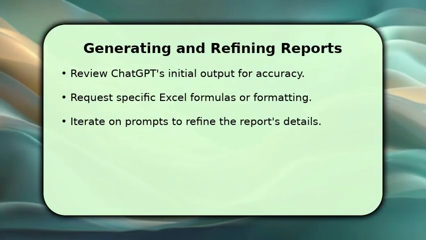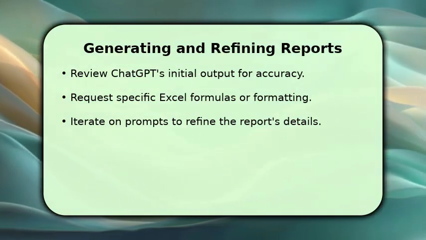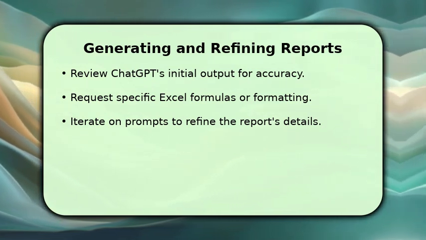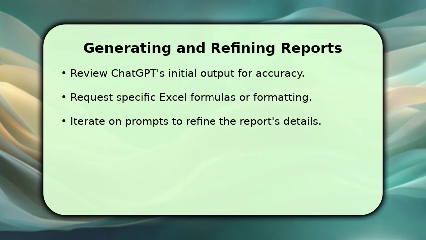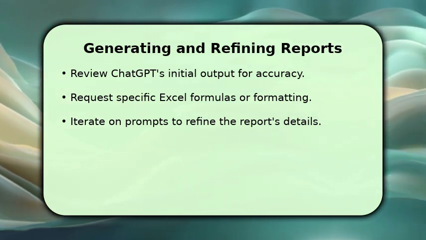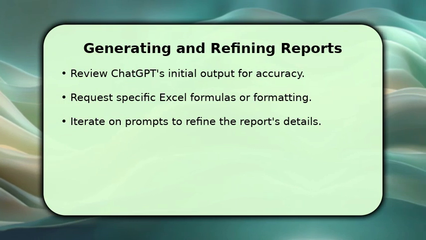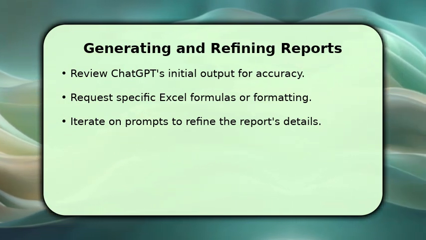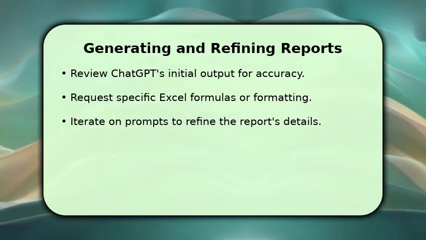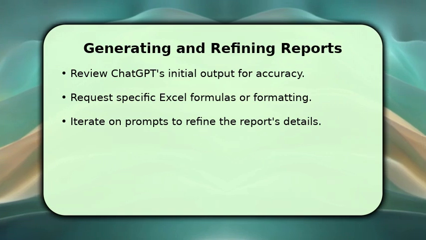After ChatGPT provides its initial response, carefully review the generated text or code. You can then ask for specific Excel formulas, like provide an Excel formula to calculate the average sales. Don't hesitate to refine your prompts, asking for different perspectives or more detailed breakdowns. For instance, you might request, can you also include a percentage breakdown of sales by product category?